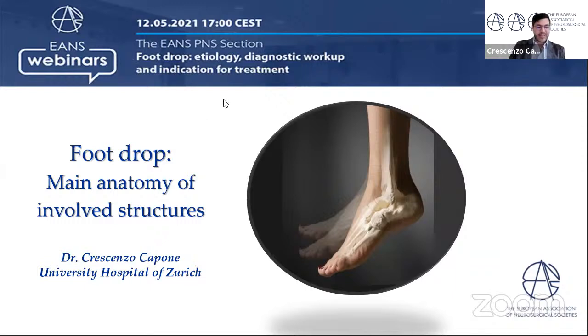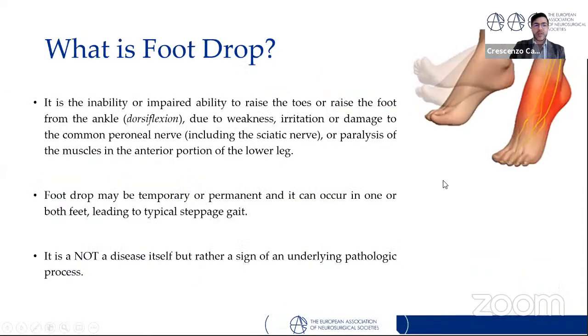Before we analyze the clinical surgical features of foot drop, it is, in my opinion, important to summarize the main anatomical and functional characteristics. By definition, foot drop is the impaired ability to perform dorsiflexion, namely raising the toes or the foot from the ankle. This can be due to nerve weakness, irritation, or damage, mostly of the common peroneal nerve, or paralysis of the muscles in the anterior portion of the lower leg. Foot drop may be temporary or permanent, depending on the extent of the lesion, and it can occur in one or both feet, leading to the typical steppage gait. Important to remark, foot drop is not a disease itself, but rather a sign of an underlying pathological process.